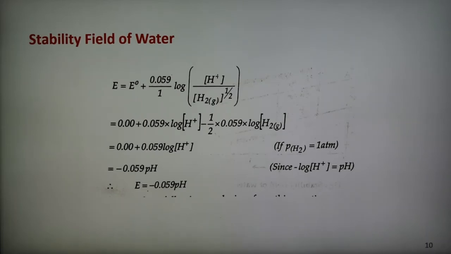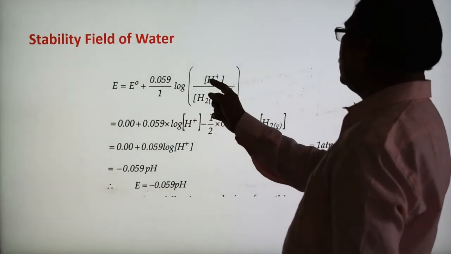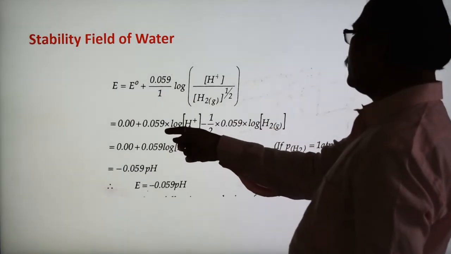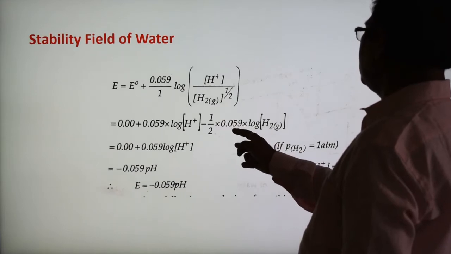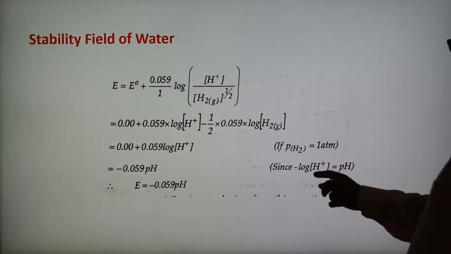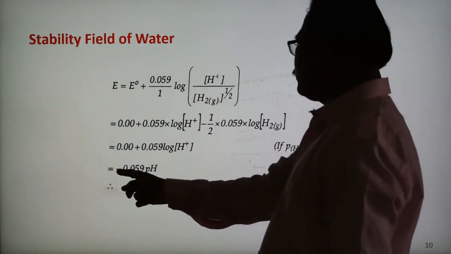This is the stability field of water for hydrogen. H plus ion accepts an electron, forming half hydrogen gas. For this reaction, the Nernst equation is shown in this slide: E equals E0 minus 0.059 upon 1 log of H2 upon H plus. Since hydrogen is an element, the standard potential is 0. After putting in the values, the pressure of hydrogen is 1 atmosphere, and minus log H plus is the pH, so we obtain E equals minus 0.059 pH.